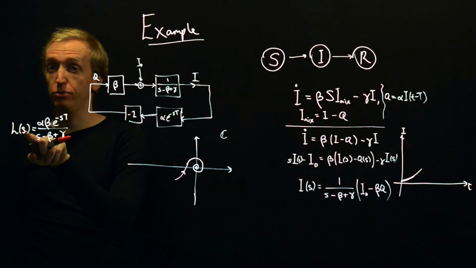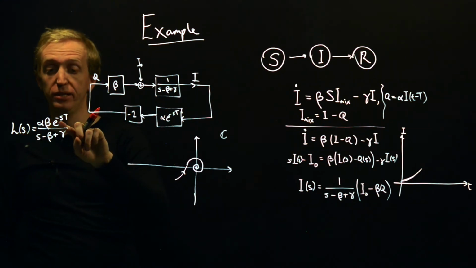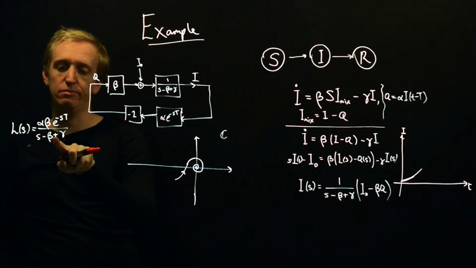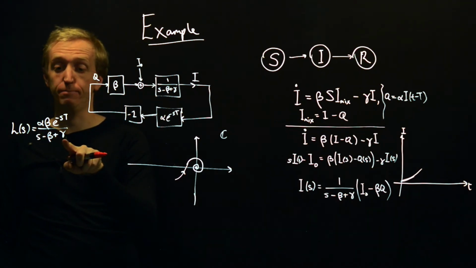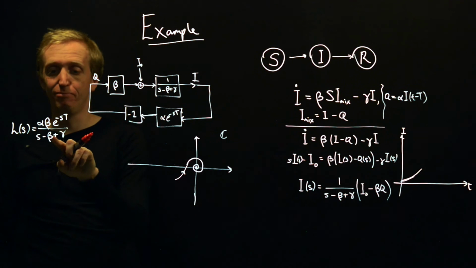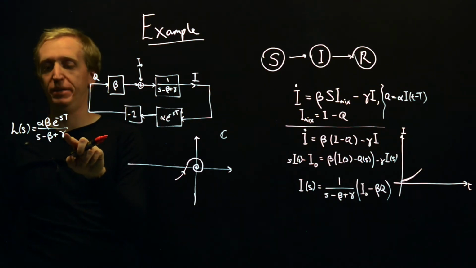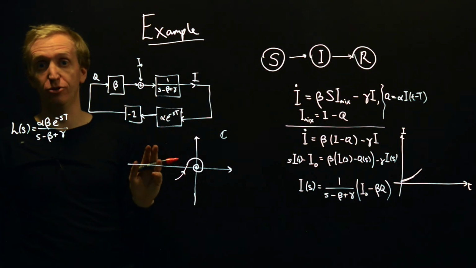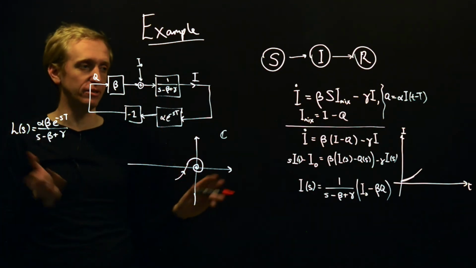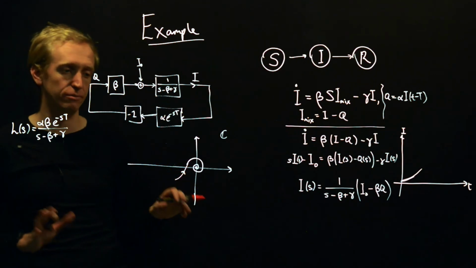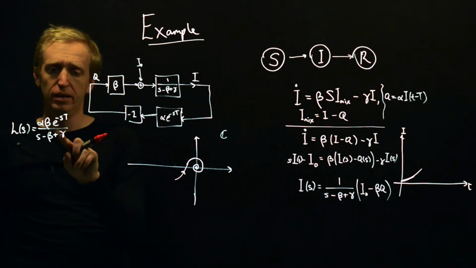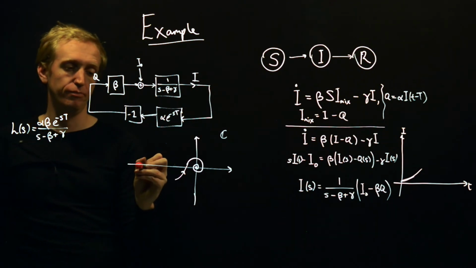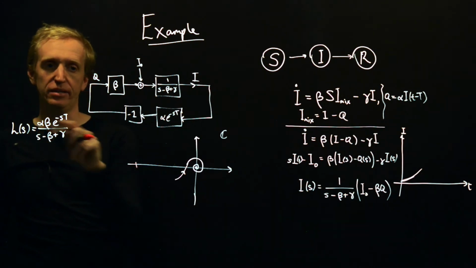How about when omega is equal to 0? Well, when omega is equal to 0, that term becomes 1, that term becomes 0, and we get alpha beta over gamma minus beta. And beta is always a bigger number than gamma. If that's not the case, then the disease doesn't spread exponentially. Maybe it's not always the case, but there's certainly no need to control the disease if that's not the case. So what this means is that when omega is equal to 0, it's equal to some negative value.